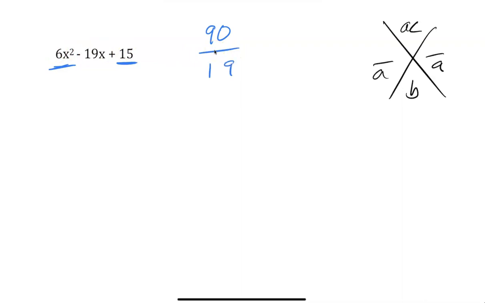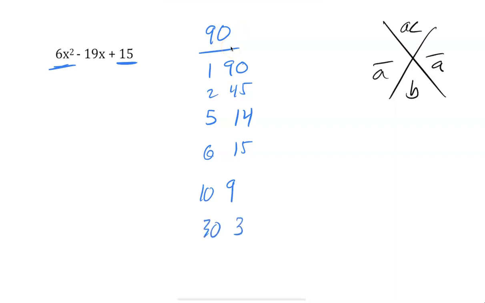You go 1 and 90, you go 2 and 45. We're going to go 5 and 18. 5 and 14. I could go 6 and 15, that we just multiplied. Go 10 and 9. I might be missing some more, like 30 and 3. But I think I've done enough. I think I see the one that's going to work.